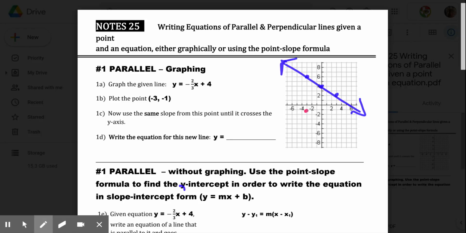And 1c says now use the same slope from this point until it crosses the y-axis. So I'm going to use the -2/3. So I'm going to go down 2, right 3. Down 2, right 3. All right, you see that those lines are parallel. They're parallel because we've used the same slope. So the equation will be y is equal to -2/3 x, and then your y-intercept is -3.